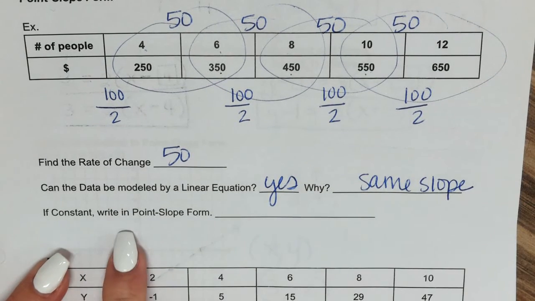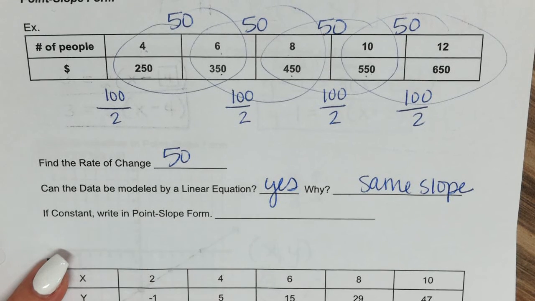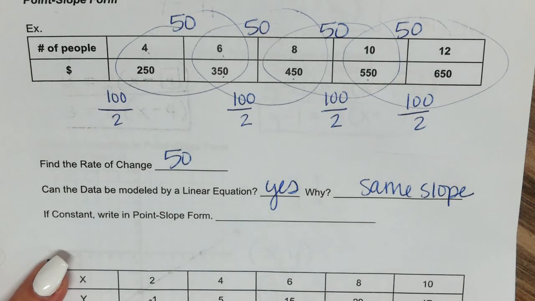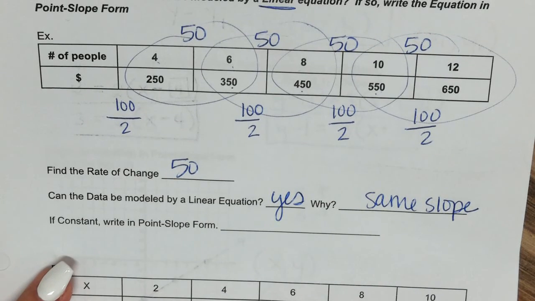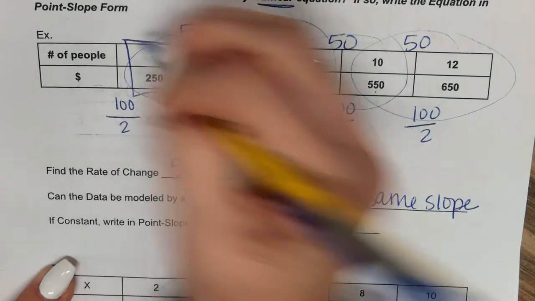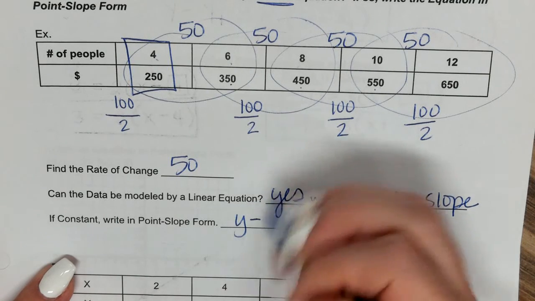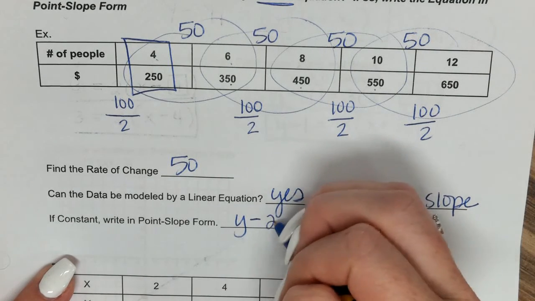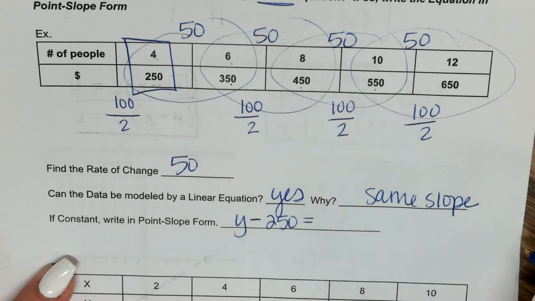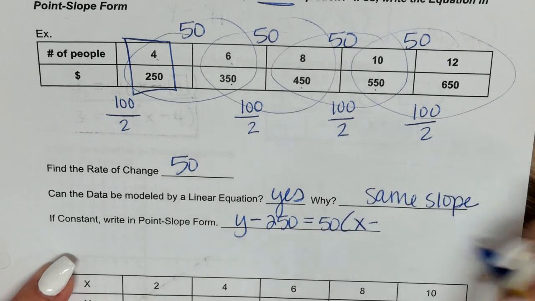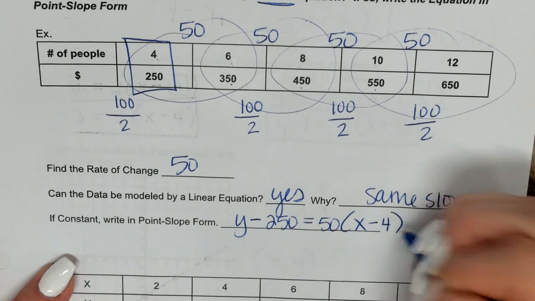If it had a constant rate, write it in point slope form. All right, well, pick a coordinate. Which one y'all want to use? All right, we're going to use that one. So y minus, what's the y value? 250 equals, what was my slope? 50, open parentheses, x minus, what was the x value? Done.